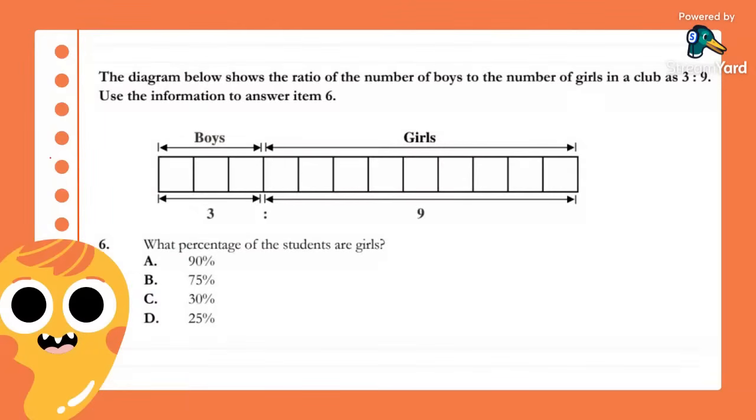Now we have 3 boys to 9 girls, because it says boys to girls. So 3 represents boys, as you can see here, and 9 represents girls, as you can see here. Now, let us go ahead and write this as a fraction for the girls. What fraction of this class is girls?